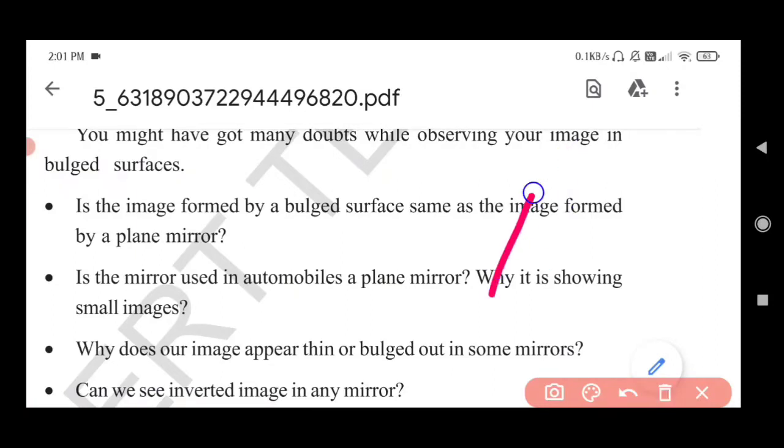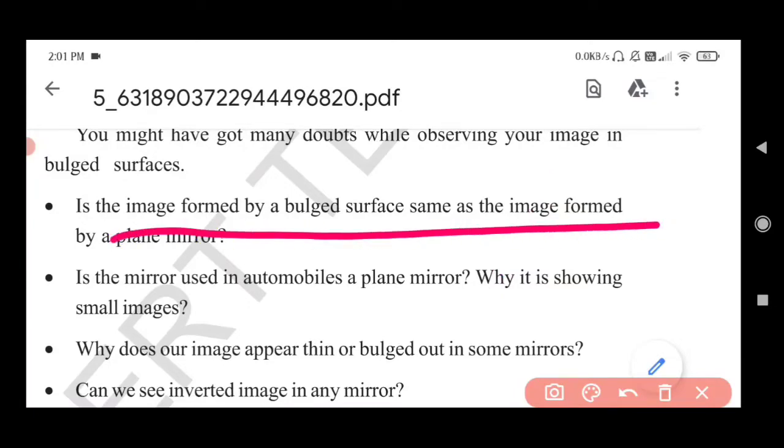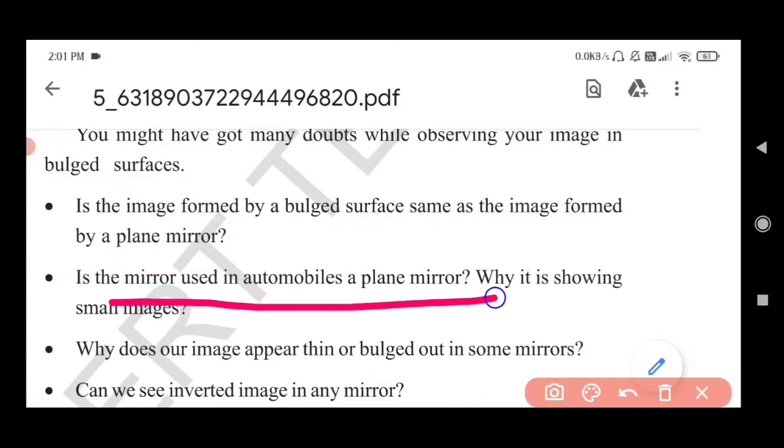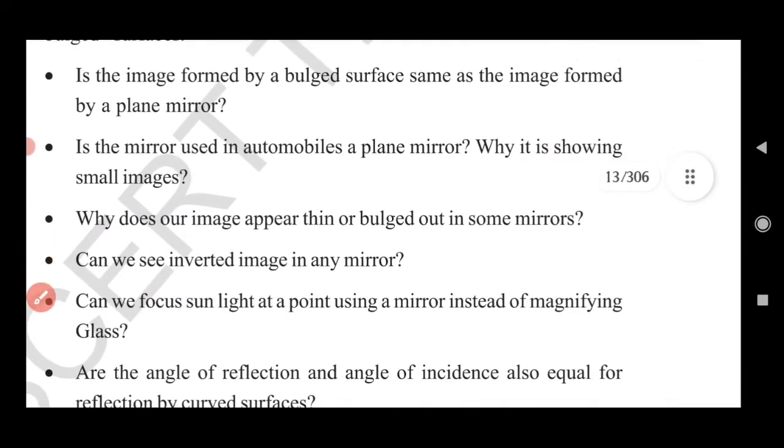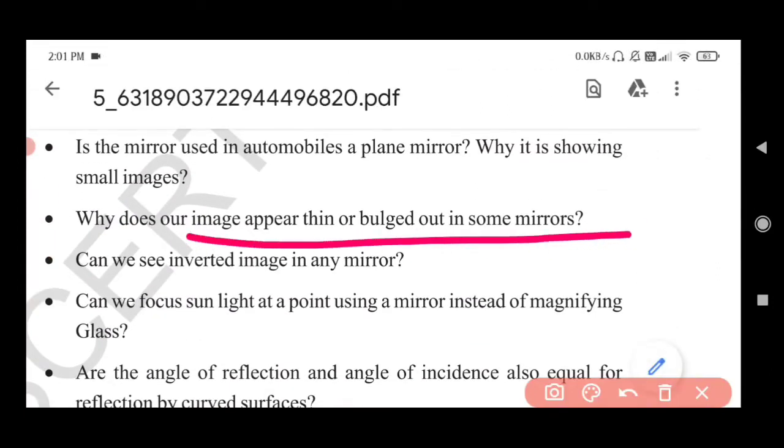And these are some questions given. Is the image formed by a bulged surface same as the image formed by a plane mirror? No. Is the mirror used in automobiles a plane mirror? No, it is not a plane mirror, it is basically a convex mirror. Why is it showing small images? Because it is a convex mirror. And why does our image appear thin or bulged in some mirrors? Because of their curvedness. Okay, we'll see what that is.